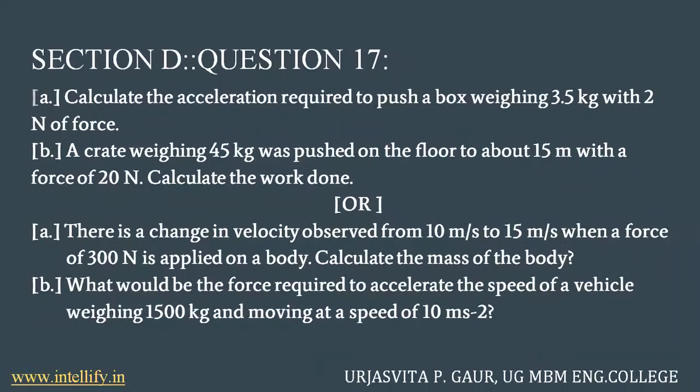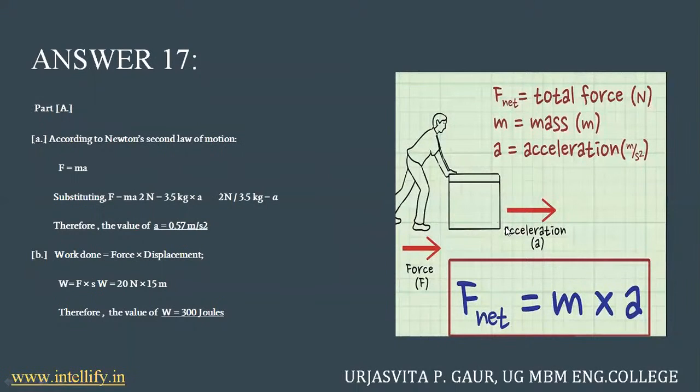And in the B part, we have: what would be the force required to accelerate a vehicle weighing 1500 kg at 10 meters per second squared? So in the first question, where we have to calculate the acceleration required to push a box weighing 3.5 kg with 2 newtons of force, I want you to understand that we have been given 2 newtons of force, which is going to be our F net. And then the mass is also given to us as 3.5 kg. So when we apply the formula, force is equal to mass into acceleration, which is nothing but Newton's second law.